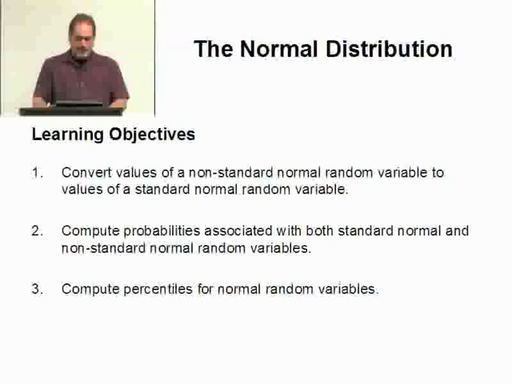We want to convert values of a non-standard normal random variable to values of a standard normal random variable, which obviously means we need to define which both of those random variables actually are, a non-standard compared to a standard normal. We need to be able to compute probabilities associated with both the standard normal and the non-standard normal random variables. And we want to compute percentiles for normal random variables.